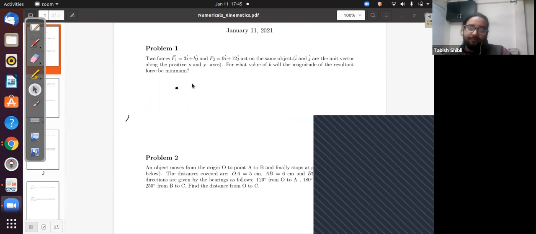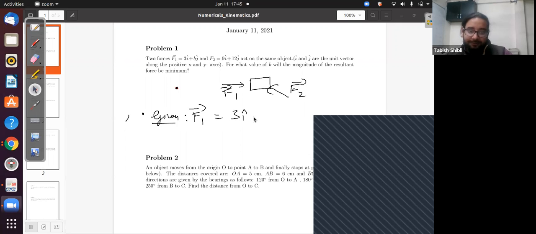Okay, so what is happening here? You have a body on which there are these two forces acting, let's say F1 and some other direction F2. These are the two forces acting on this same object. If the magnitude of the resultant force has to be minimum, let's start from the start. What is given? Two forces, F1, which is 3 I cap plus B J cap, and F2, which is 9 I cap plus 12 J cap.